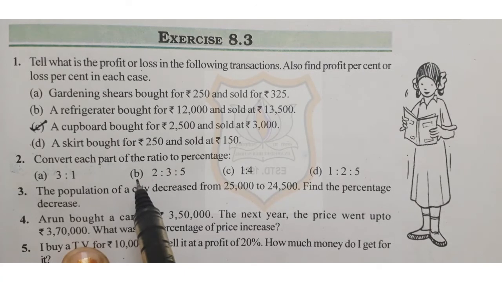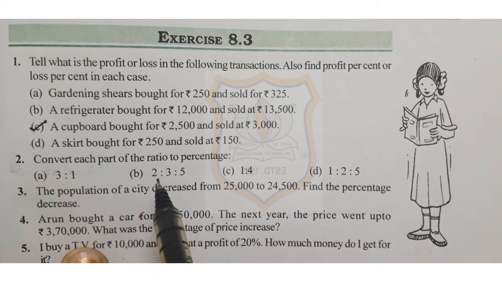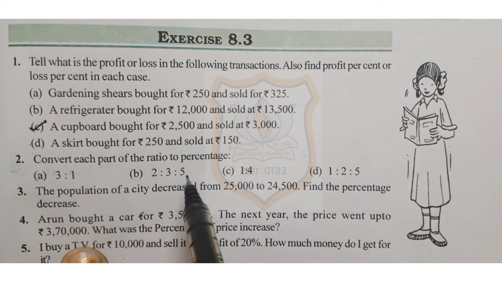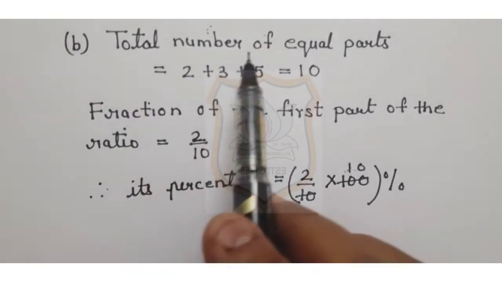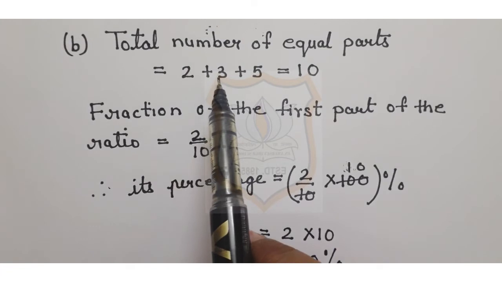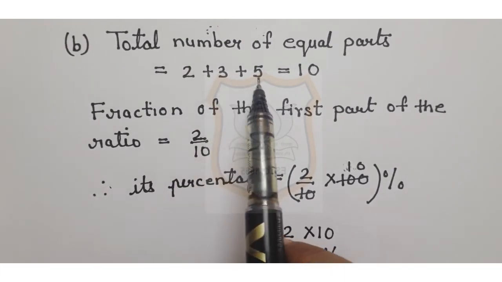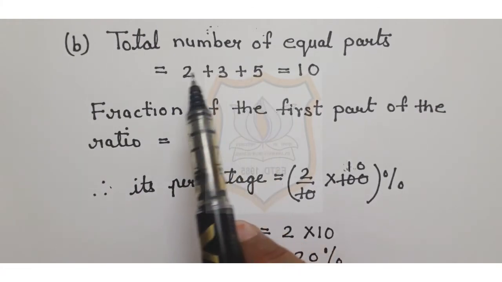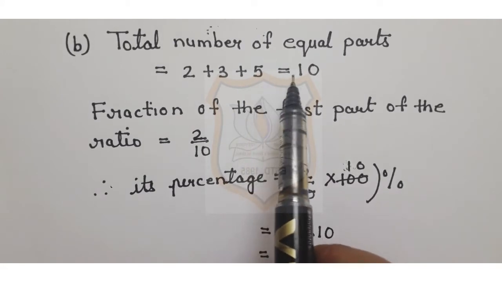Now the B part is given, where 3 ratios are given. 3 numbers are given: 2 is to 3 is to 5. Now we have to convert all these 3 into percentage. So let's solve the B part. The total number of equal parts is equal to 2 plus 3 plus 5, because the ratios are given 2 is to 3 is to 5. We add all these 3 ratios to find the equal parts, and that is equal to 10.